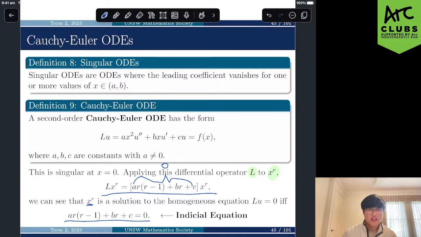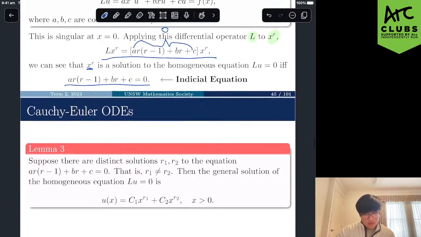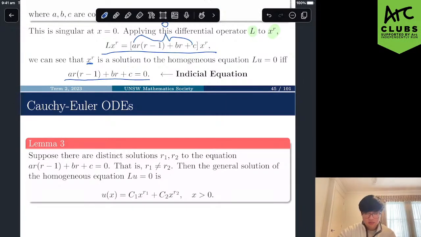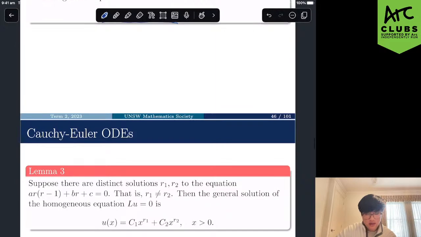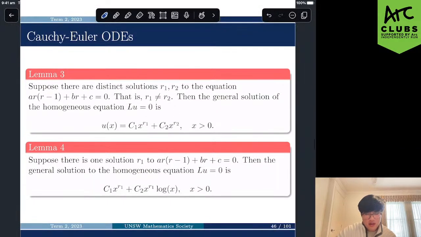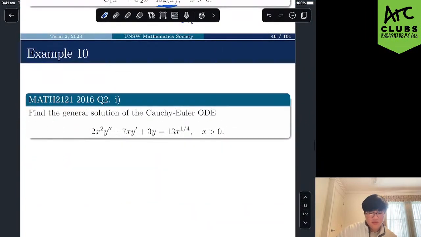So this is just making an educated guess, and then we know the form of what it will be. Once we find r, the general solution is just the linear combination of the solutions for the homogeneous equation. What we said up here is that this is true if they're not equal. However, if r1 is equal to r2, we just multiply by the natural log, log base e of x. So this is basically just an educated guess. That's essentially what we're doing here.